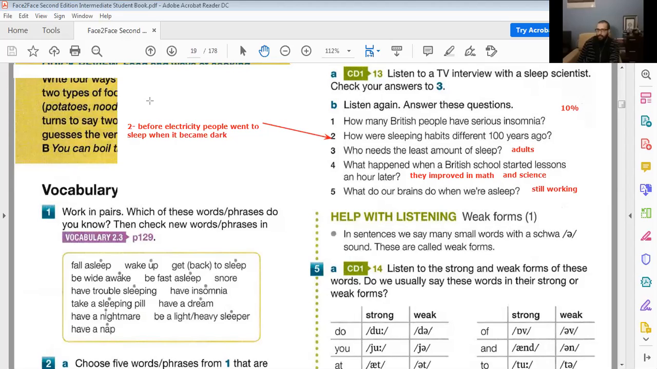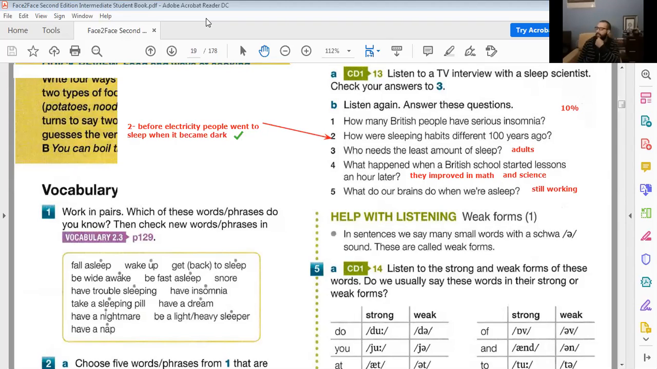Is your answer correct? It's correct. Yes. Because the people before were walking in the light and sleeping in the dark. So they woke up when it became light or bright, and they went to sleep when it became dark. Okay. And who needs the least amount of sleep? Teenagers. The least. Adults, yes. Adults.